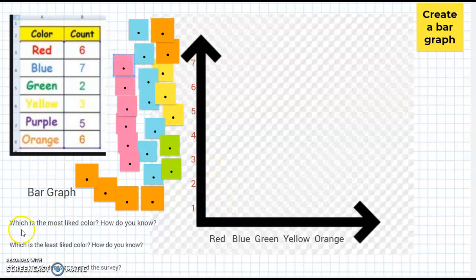The first question is, what is the most liked color? How do you know? Which is the least liked color? How do you know? And how many students answered the survey?